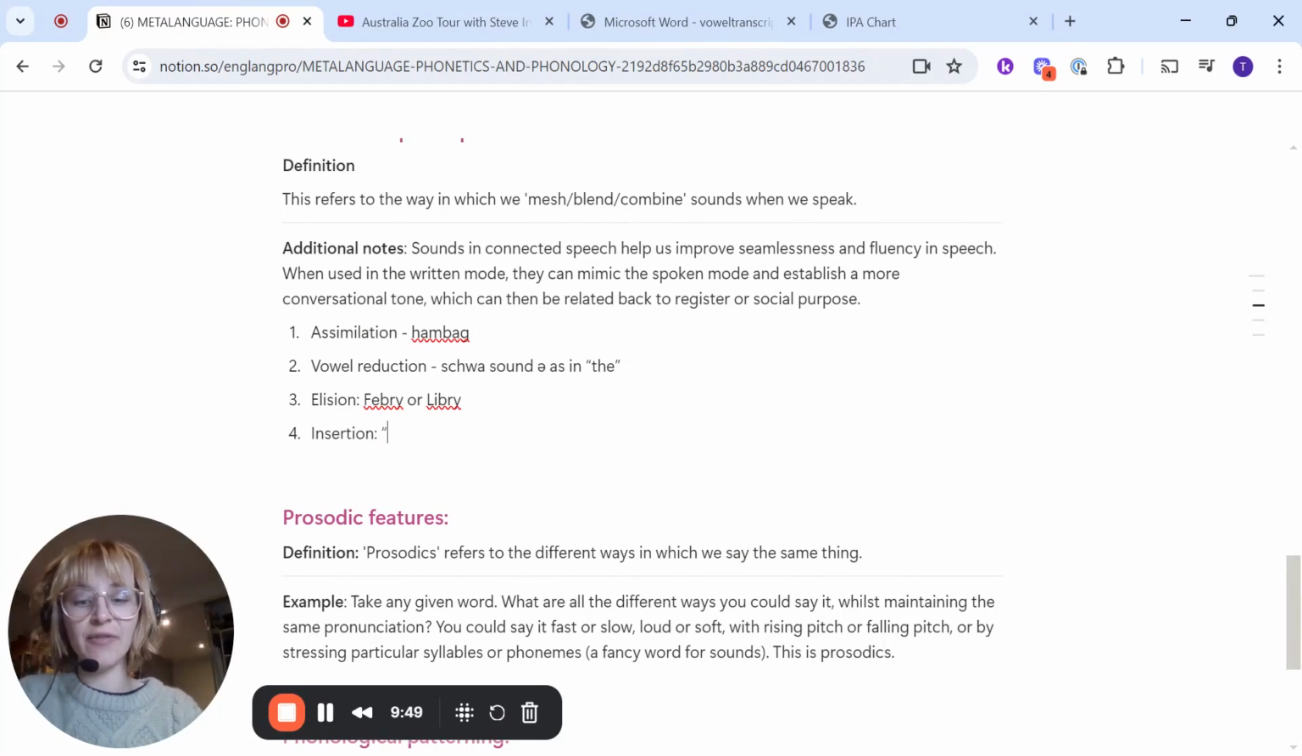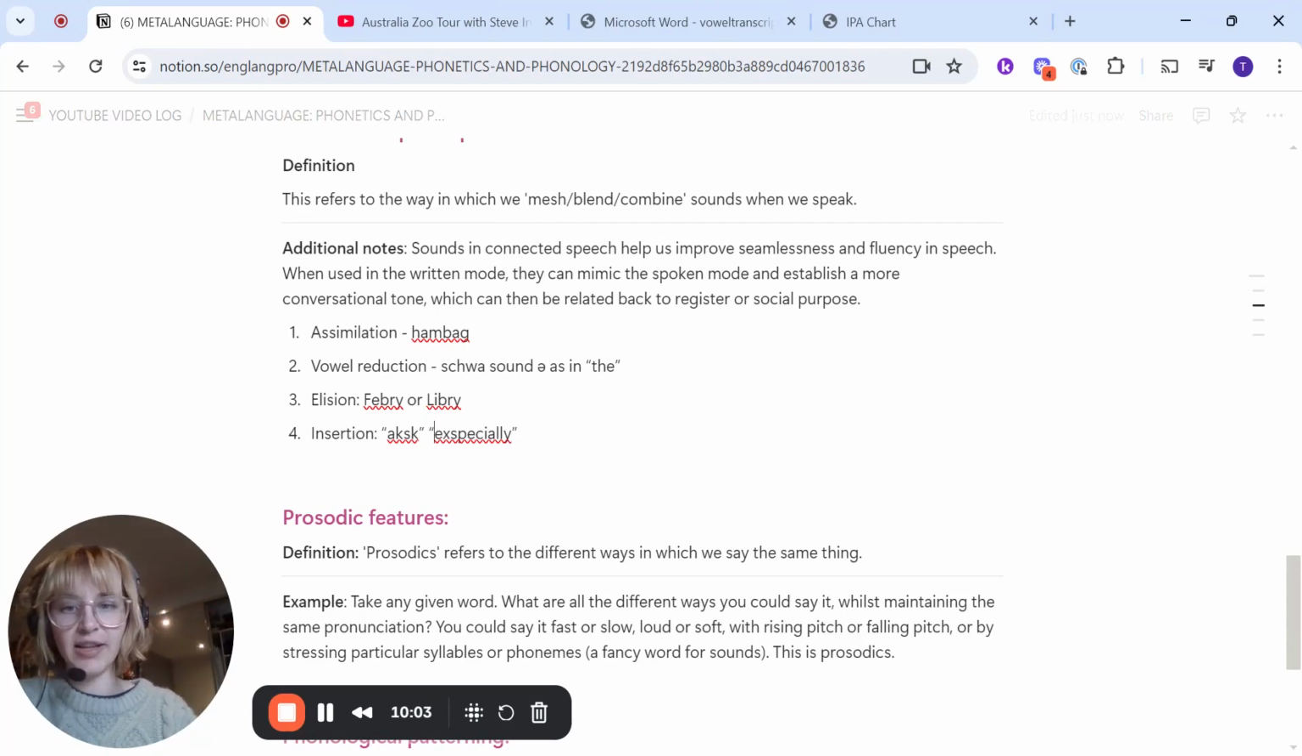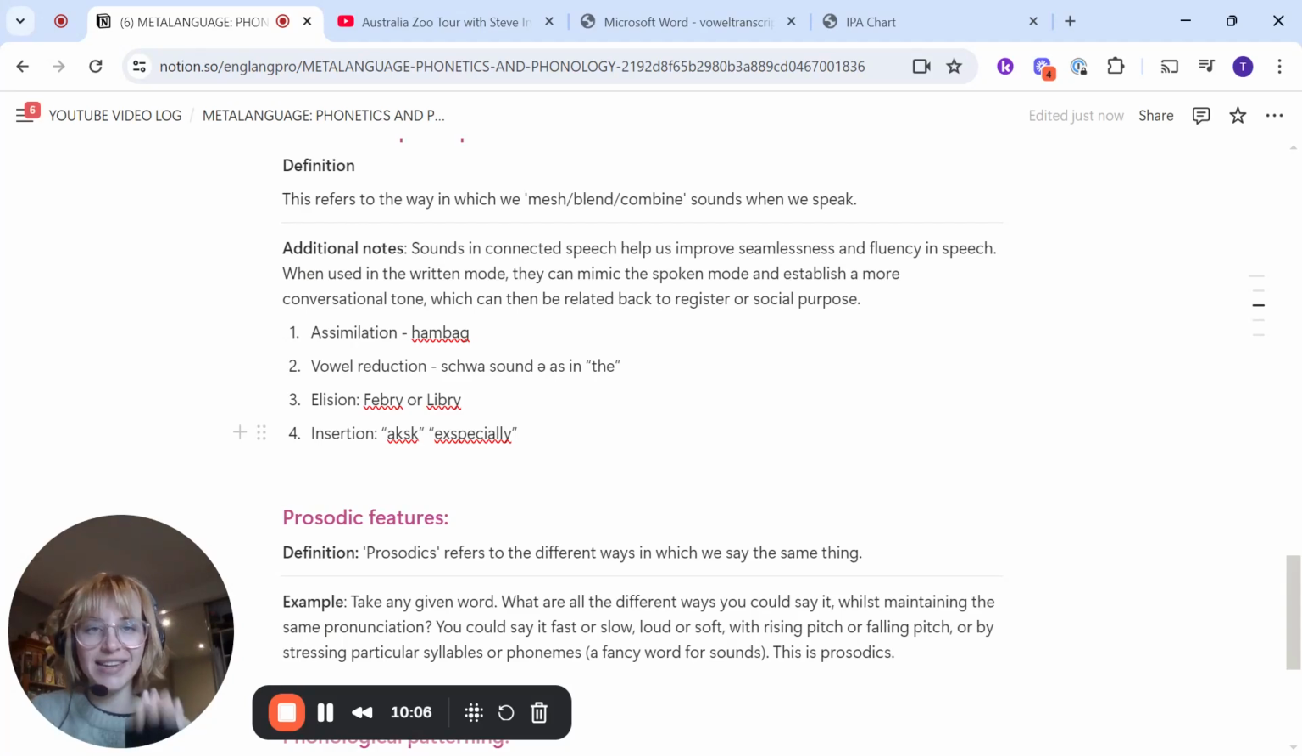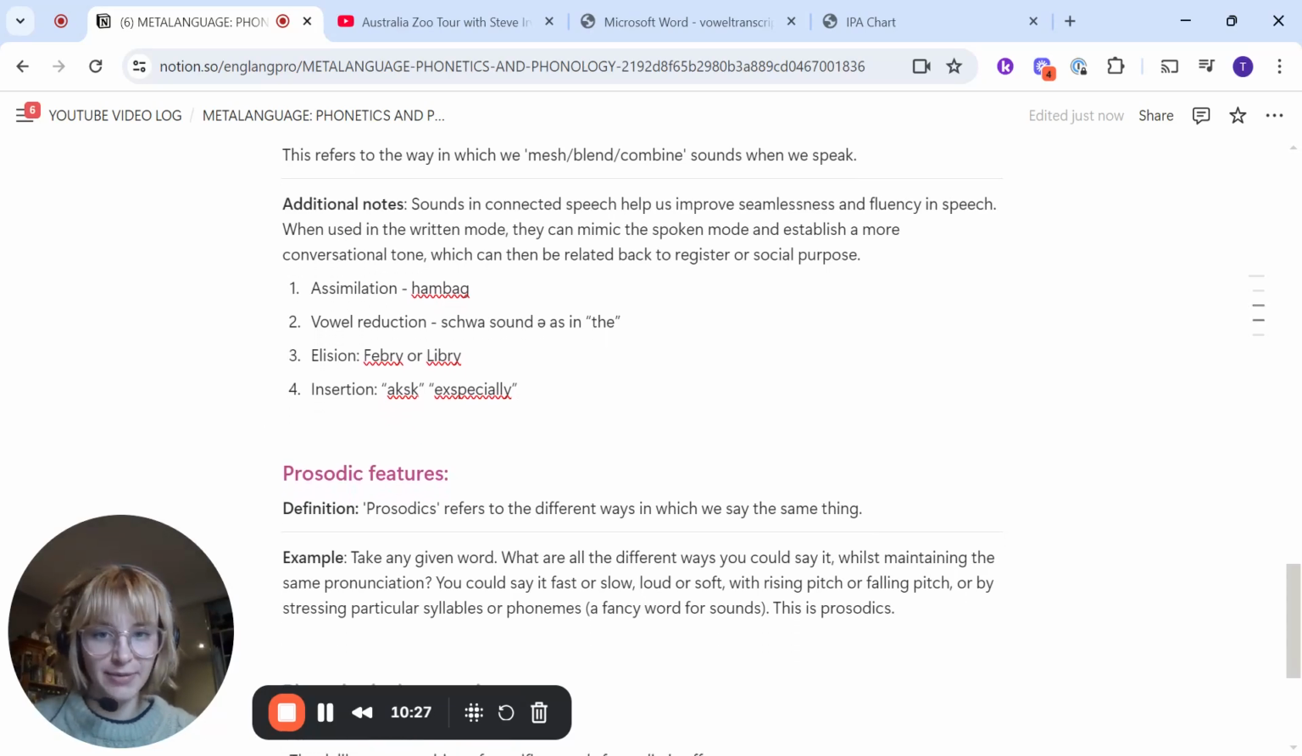Insertion is the opposite. So inserting a sound, for example, axe, to ask someone something, instead of ask. Or especially. That's another good one we have in our books, especially. So sometimes it's easier to add in a sound, maybe to help with the transition. Very, very stereotypically, it can be kind of described as associated with lower socioeconomic status or education, but you need to take the context of your text very carefully for you to justify that. So those are your connected speech processes.